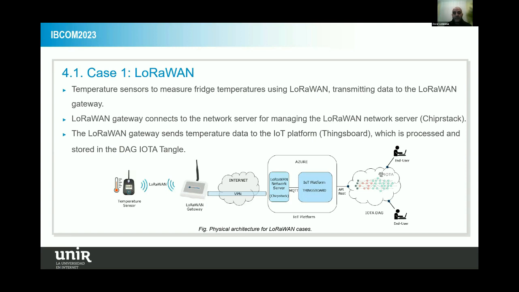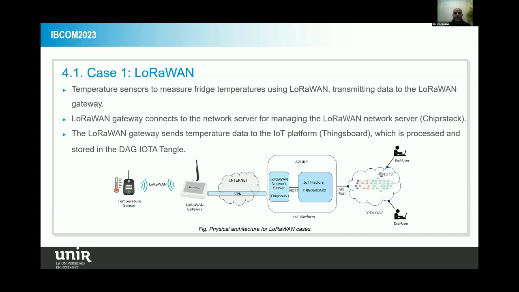which are designed to measure the temperature inside the refrigerators or cooling boxes. These sensors are characterized by low power consumption and ARM architecture. They use LoRaWAN connectivity, of course, to transmit temperature data to the LoRaWAN gateway. The LoRaWAN gateway used in this case is from the manufacturer called Multitech. The specific model of this gateway is Conduit AP.